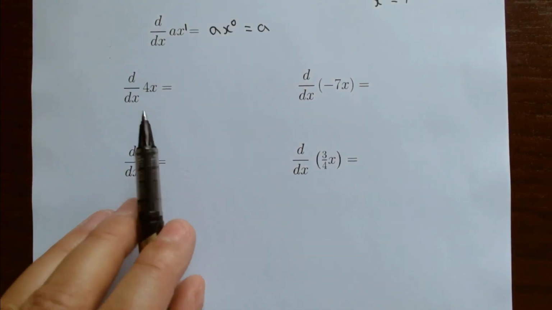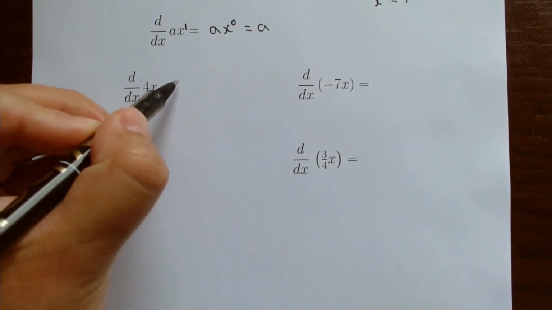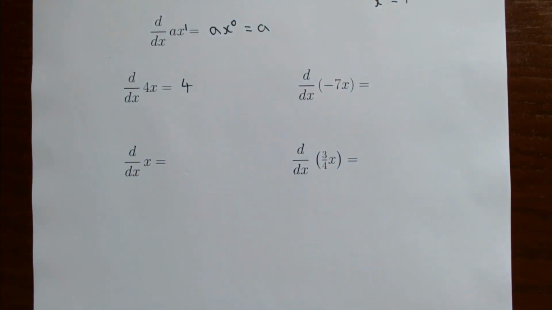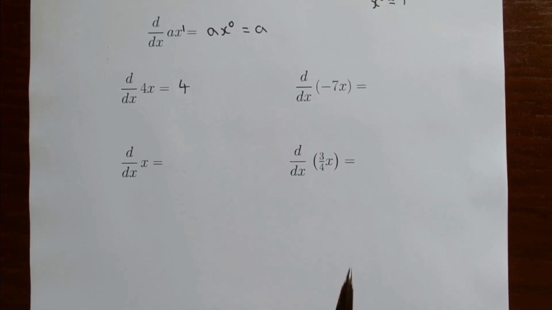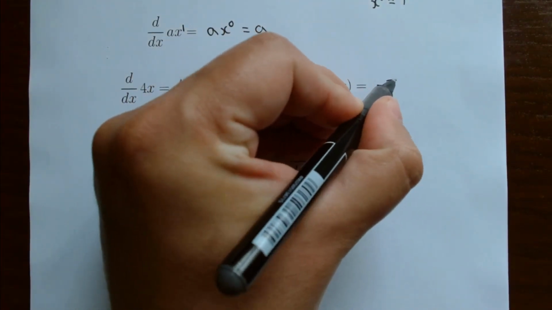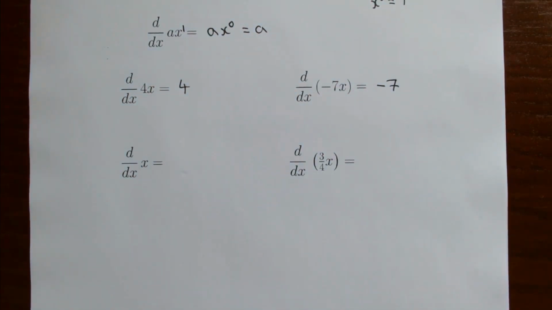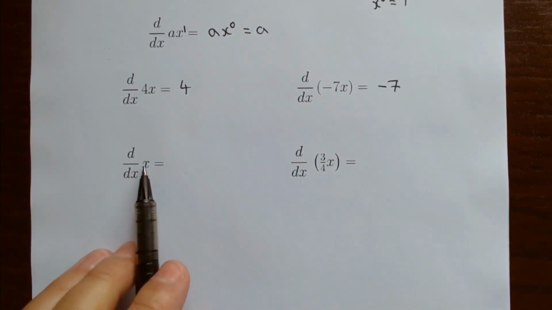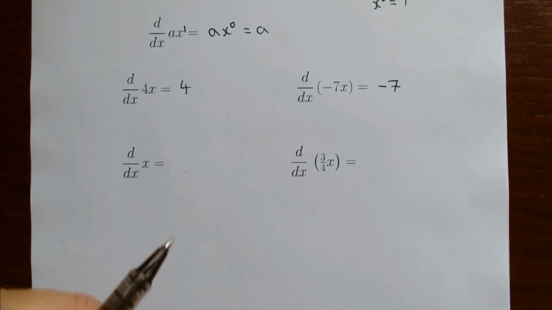So if you wanted to differentiate 4x, it's just 4. If you want to differentiate minus 7x, it's just minus 7. And if you want to differentiate x, the answer is 1.